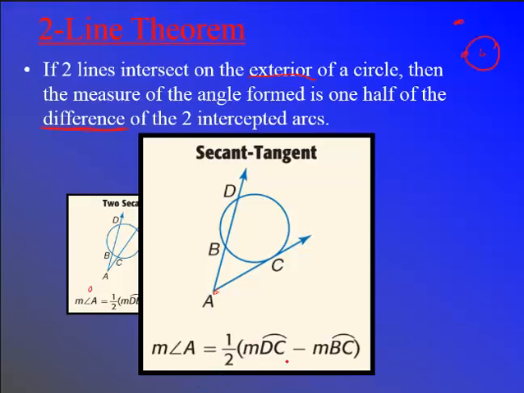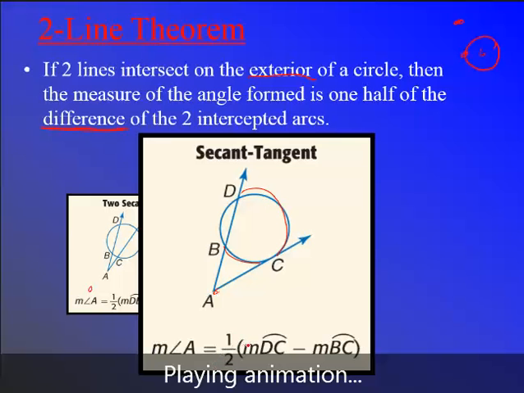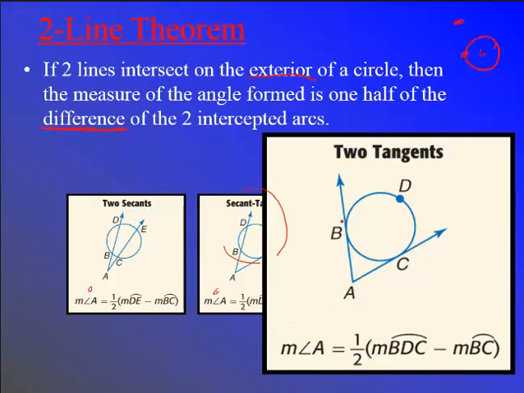So again, we're going to do the same thing. We're subtracting the 2 arcs and dividing by 2. So here's my 2 arcs. Subtract them, divide by 2. And then the third situation is that we can have 2 tangents that just go along the outside. It's still creating 2 arcs though. So in all 3 situations, the intersection's on the outside. We're going to subtract the 2 arcs and divide by 2.